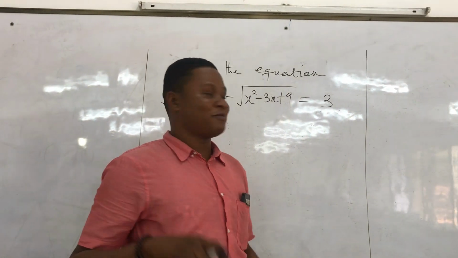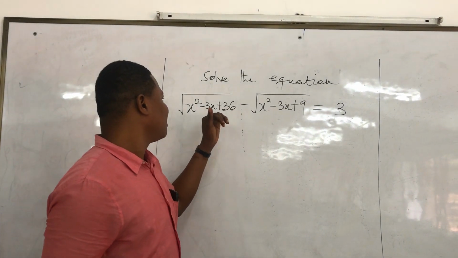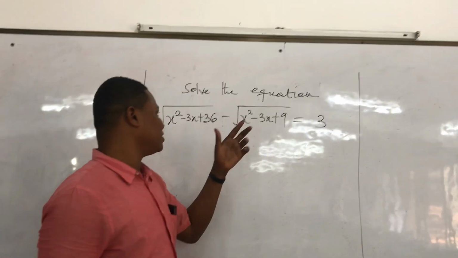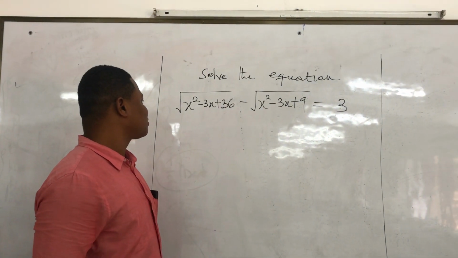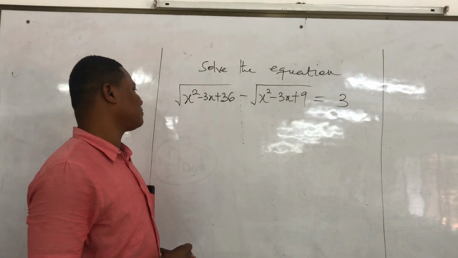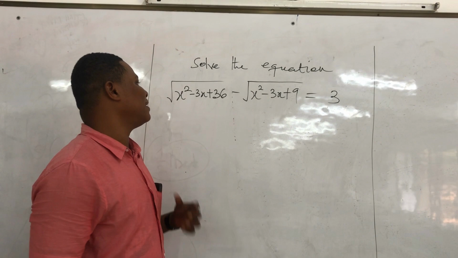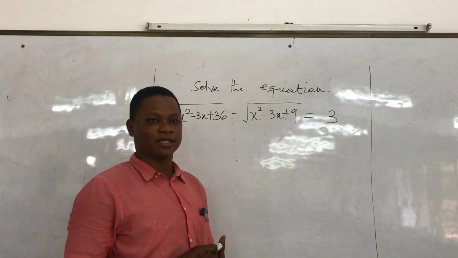So we have a problem on the board that we want to solve. It's a problem from radical equations, and we have to solve the equation. The equation says the square root of the expression x squared minus 3x plus 36, minus the square root of the expression x squared minus 3x plus 9, is equal to 3. And we have to solve for x.